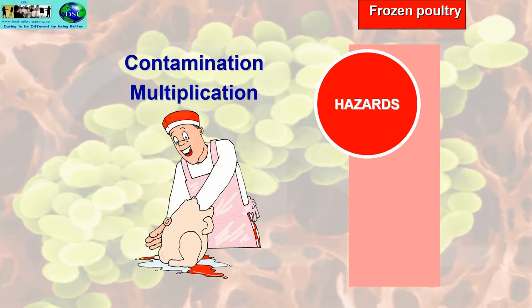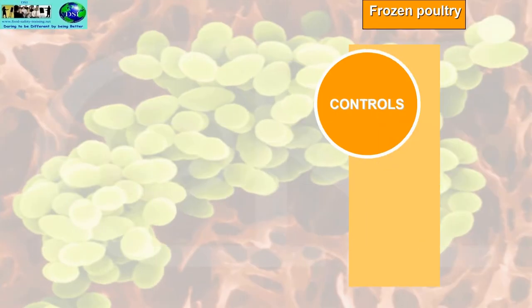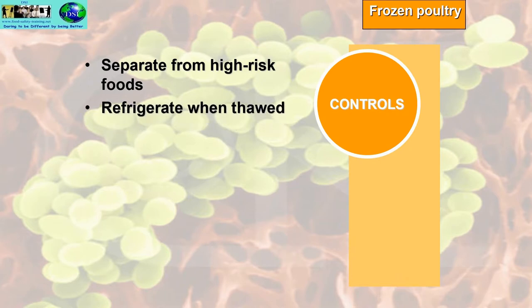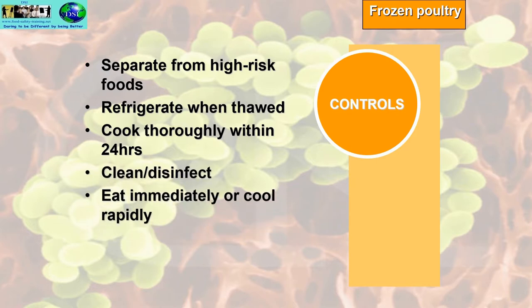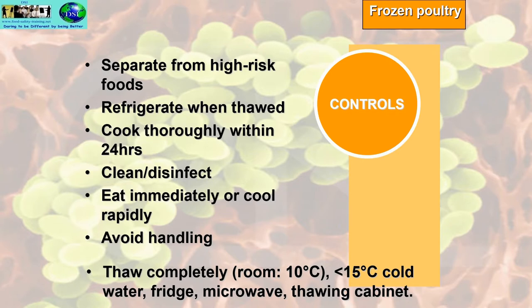Hazards with frozen poultry, for example, contamination and multiplication. Controls: always separate from high-risk foods. Refrigerate when thawed. Cook thoroughly within 24 hours. Clean and disinfect the work area. Eat immediately or cool rapidly. Avoid handling whenever possible. And thaw completely.